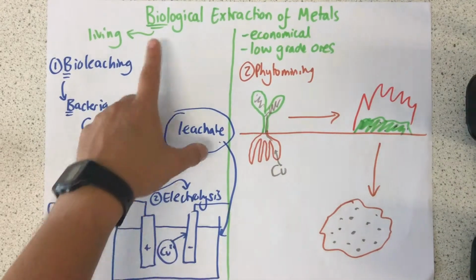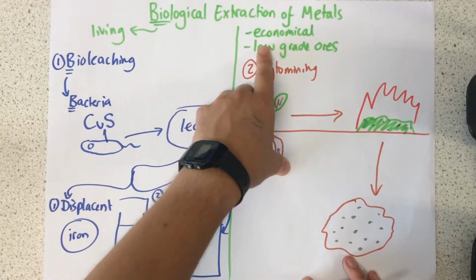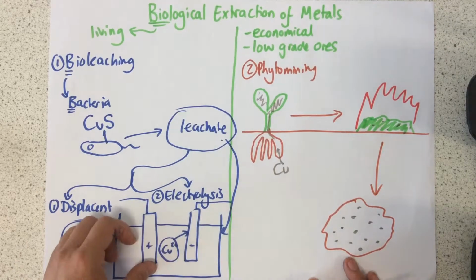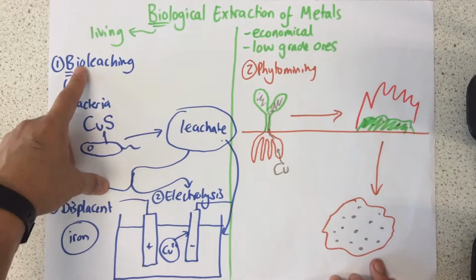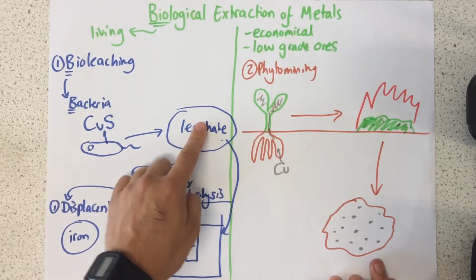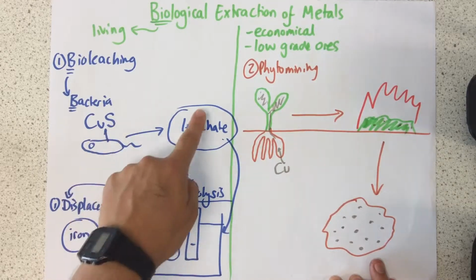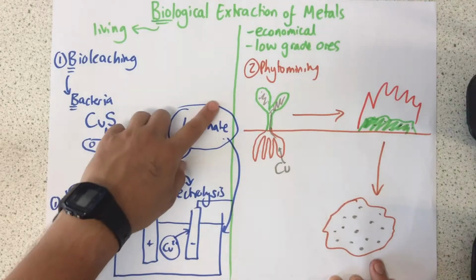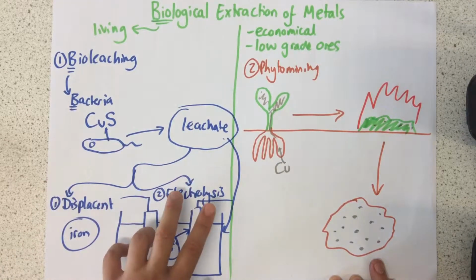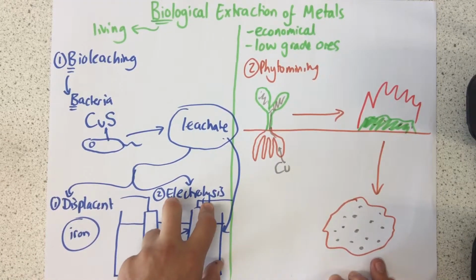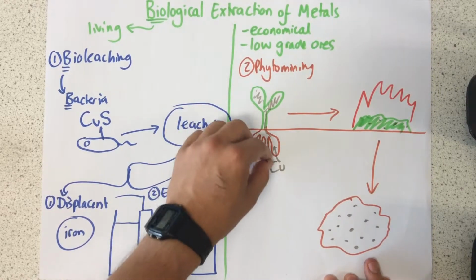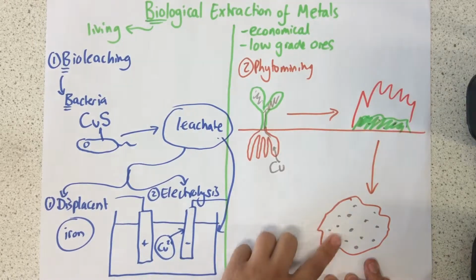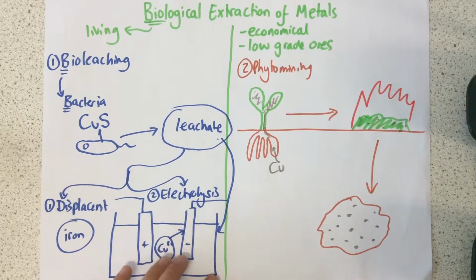So just a quick recap. Biological extraction of metals tries to cheaply get metals from low-grade ores. Those are ores that don't contain much metal. Bioleaching uses bacteria, which creates leachate. The metal can then be extracted using displacement with a more reactive metal, and electrolysis. And phytomining involves plants absorbing the metal through their roots, burning the plants in a furnace, and then the metal is left behind within the ash.